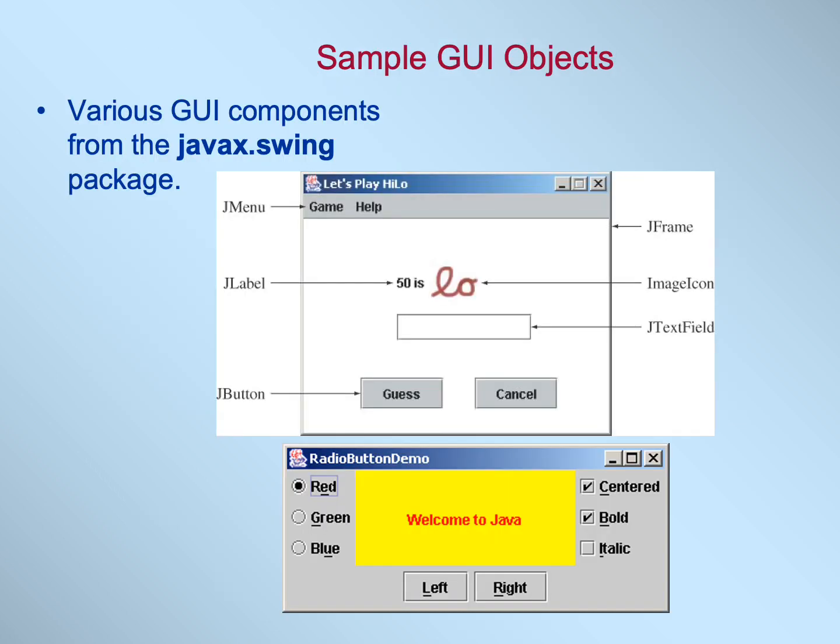Here is another example showing various GUI components from the javax.swing package. We have two screenshots over here. The first one has the JMenu and there's also the JLabel. Inside the JLabel, you can include an image icon. The second one shows where you can have your radio button and also checkbox.